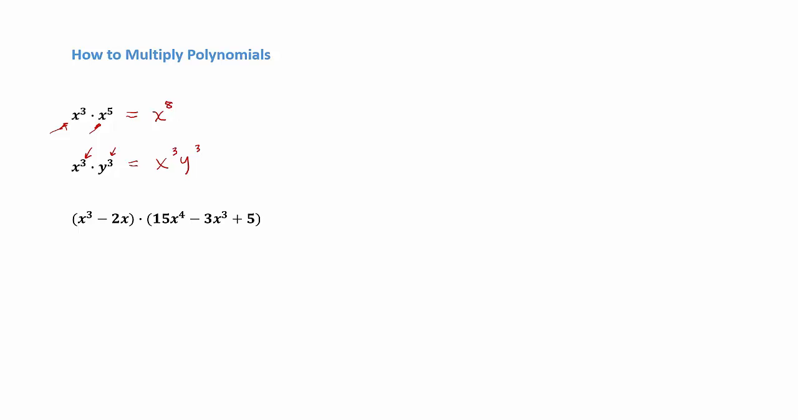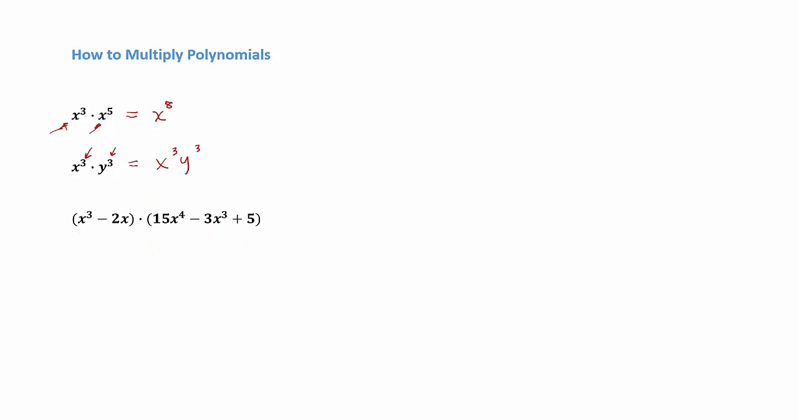That's as simple as that can be. And here we're going to multiply a binomial times a trinomial. To do this, we have to distribute the x cubed through. So we have to multiply the x cubed times all three of these terms. Then we're going to multiply the 2x and distribute that through to all three terms.